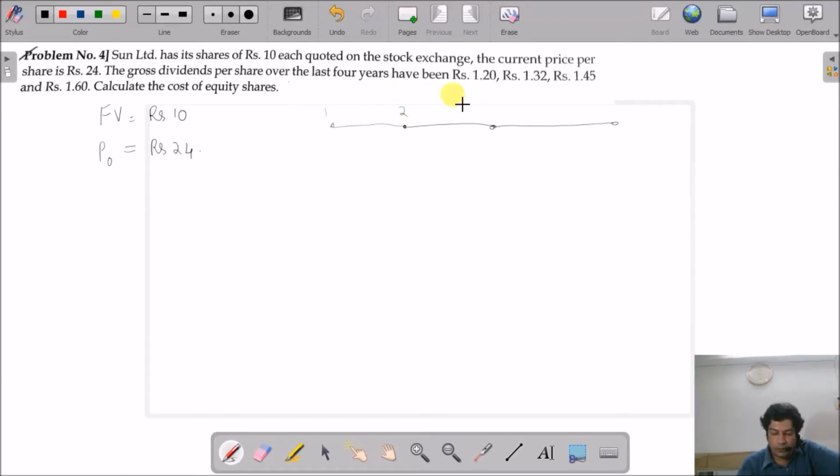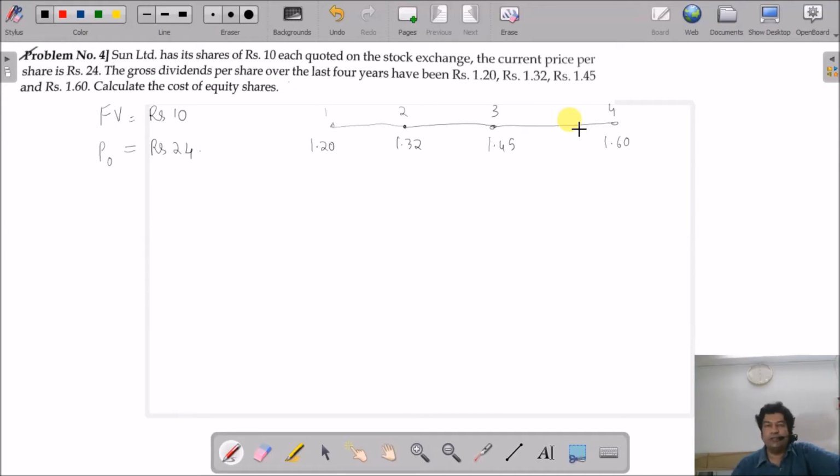So 1, 2, 3 and 4. So 1.20, then 1.32, then 1.45, and then we have 1.60. So like this they have given us the dividend of the last 4 years. Now if you observe it carefully, the dividend has increased from 1.2 to 1.32, from 1.32 to 1.45, and from 1.45 to 1.60. So I can say that year on year the dividend has increased. Since the dividend has increased, it indicates that there is some growth in that dividend.